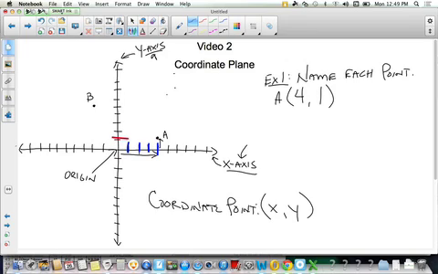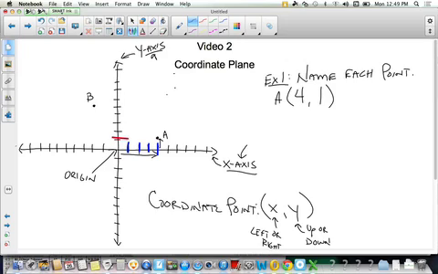So x is always left or right. Y is always up or down, depending on which direction we're going. All right, so that's A.